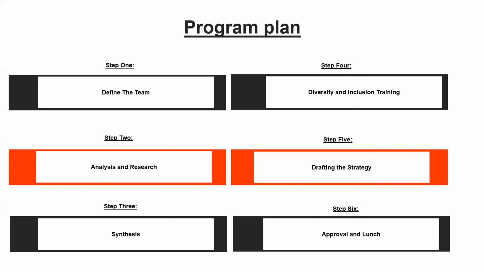The last step here is approval and launch. The strategy document finalized by the implementation team needs to be submitted to the senior management, who will endorse it. The launching process must be conducted internally so that all the 200 employees understand everything about it. After its endorsement by the senior management, this strategy is launched in this step, which is the last step.